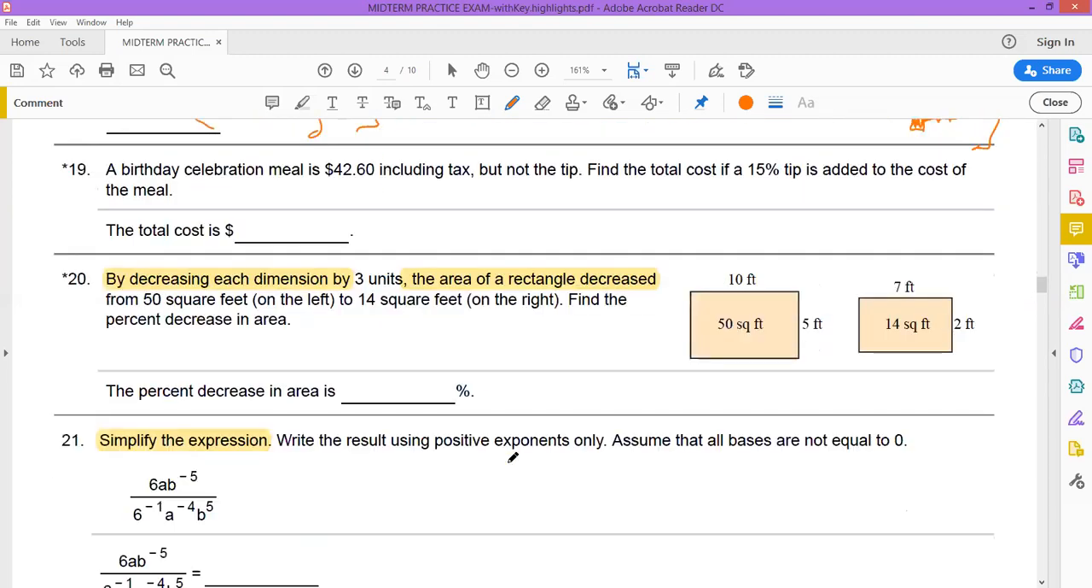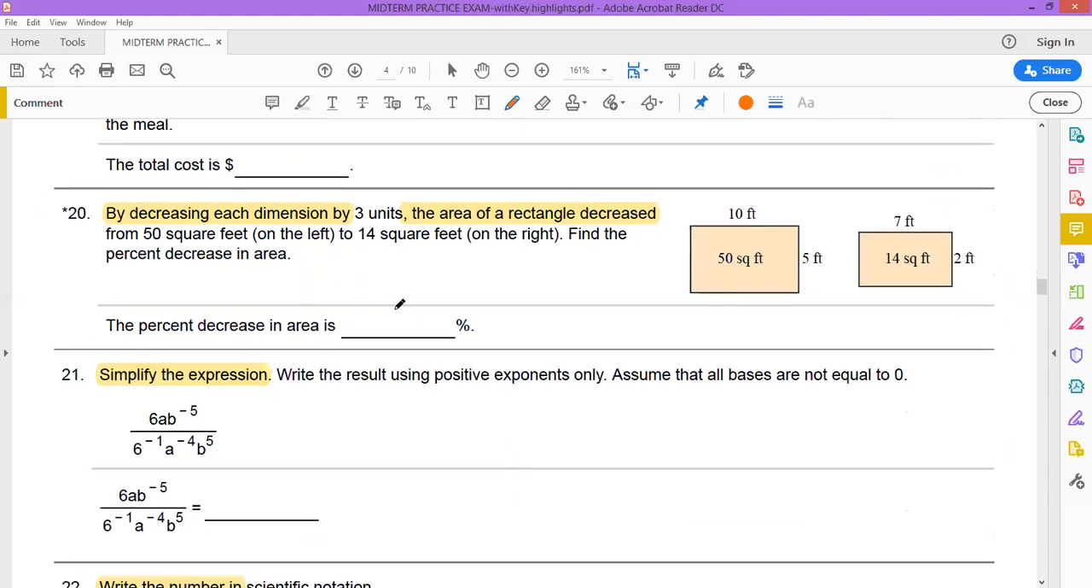Let's look at number 20. By decreasing each dimension, we decreased one shape from 50 square feet to 14 square feet, the area of the rectangle decreased from 50 to 14, and we want to find the percent decrease. Now, to find the percent decrease, we would use the following steps. So let me just use the percent symbol here, percent decrease.